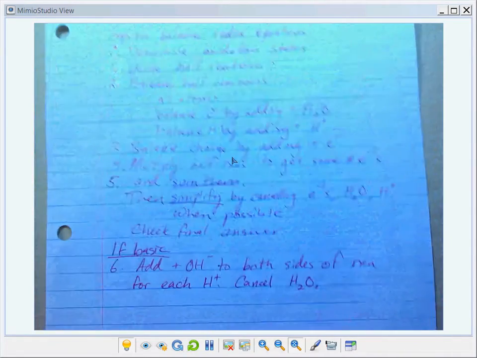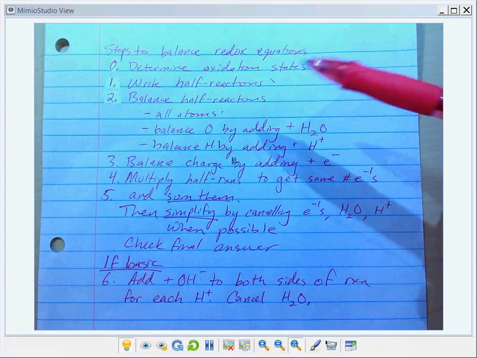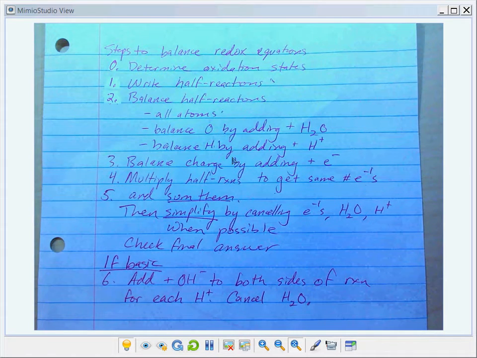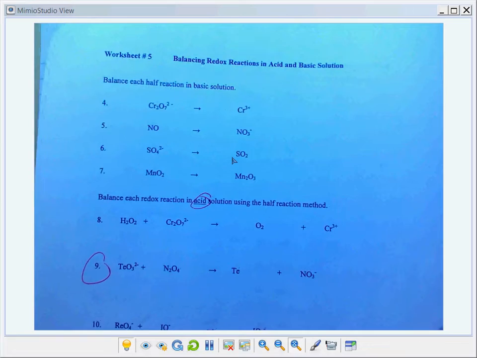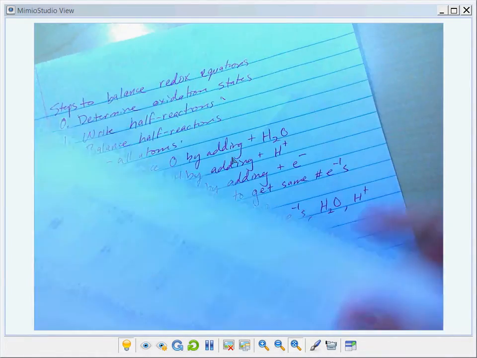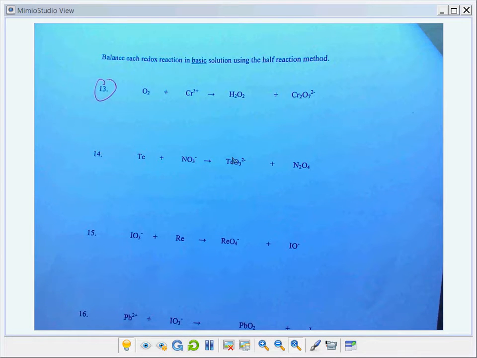So I've summarized that here. You can see all the steps for doing a basic reaction are the same as acidic, but there's just an extra step at the bottom. We're going to be doing this by working in the packet that we've done before. This is the worksheet 5 packet, and in particular, we're going to look at number 13 as an example.